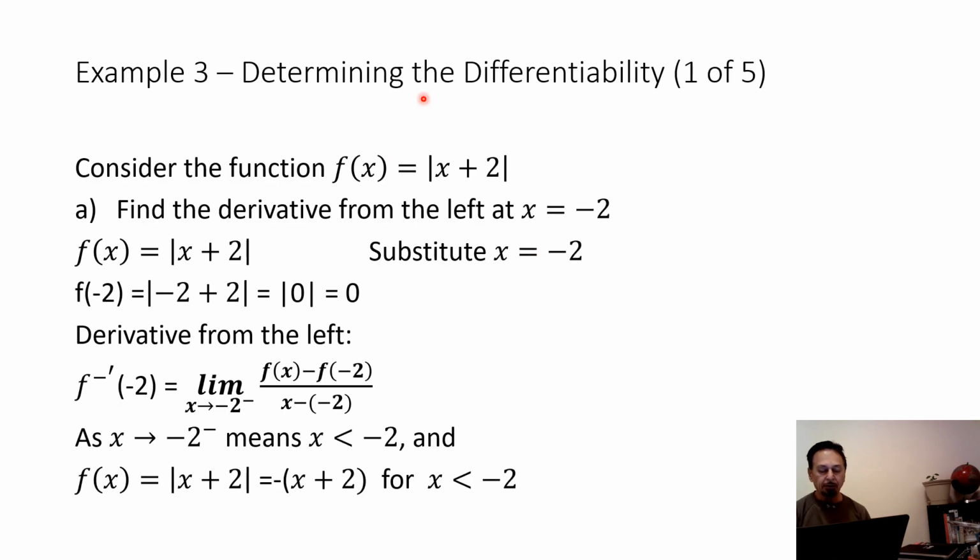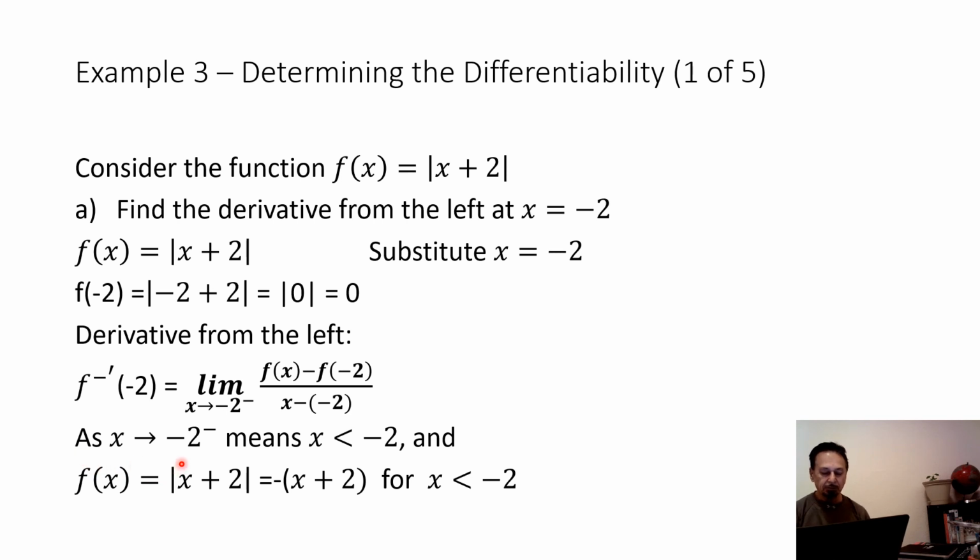So let's see example 3. Consider the function f of x equal to absolute value of x plus 2. So let's find the derivative from the left at x equal to negative 2. Now start with f of x equal to absolute value of x plus 2, substitute x equal to negative 2. So f of negative 2 is 0. So now we write the derivative from the left, that is, limit as x approaches negative 2 from the left of f of x minus f of negative 2 over x minus negative 2.